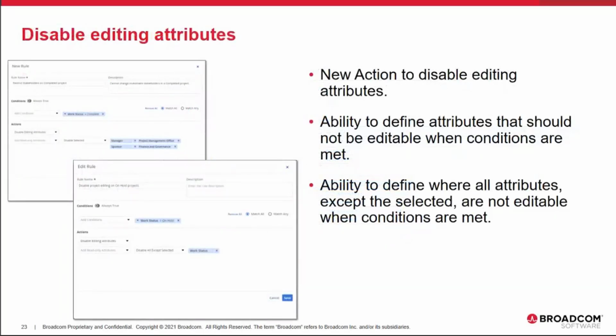We are also introducing the ability to disable attributes using business rules. You in fact have two options as to how you can disable attributes. You can either disable editing of attributes by selecting certain attributes, saying only disable editing of these attributes, or you can define to essentially disable all attributes except the selected attributes. This way you can control both ways how you want the attributes to be edited or not edited.